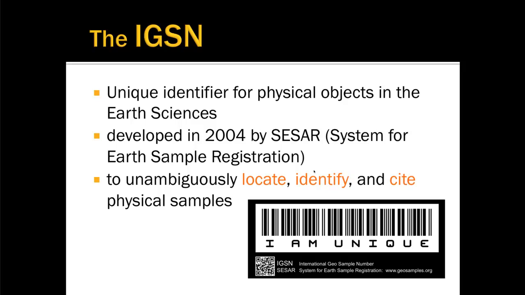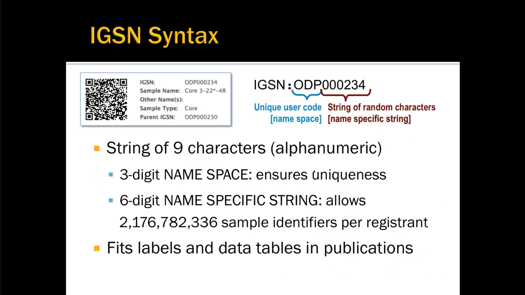And our goal is to provide a mechanism to unambiguously locate, identify, and cite physical samples. So here is an example of an IGSN in its current syntax, and I already want to briefly mention this might change over the next year.